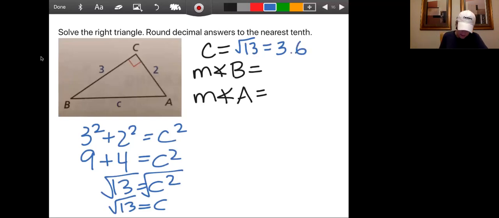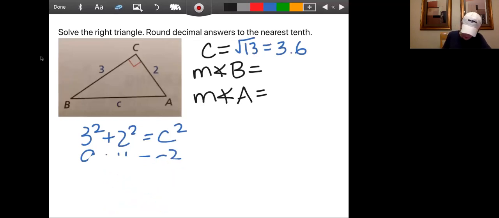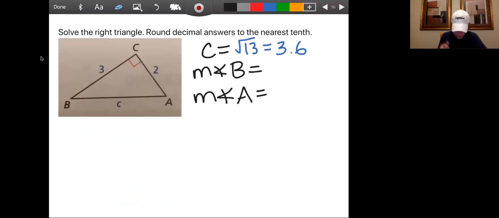Okay. And then for the measure of angle A and B, let me erase this because we might need all of our screen. We could start with B. It doesn't even matter. If we're looking at angle B, we know the opposite and we know the adjacent. So what we could do here is use tangent. SOH CAH TOA, opposite over adjacent.